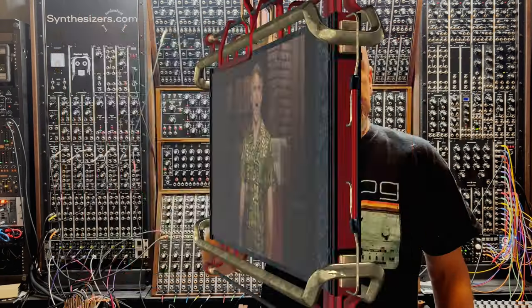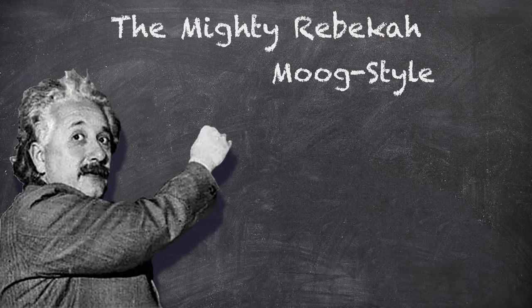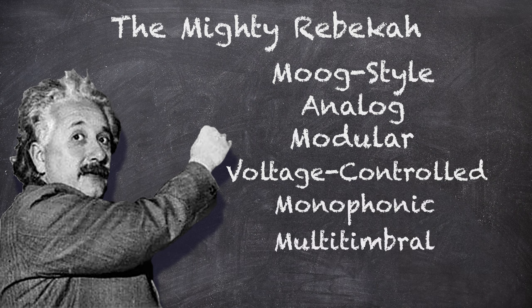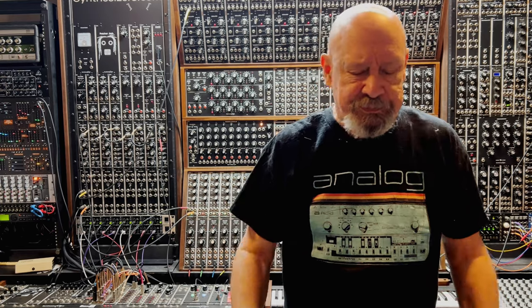For the past couple of Sapphire meetings, you've seen me parked in front of this, and I know what some of you must be thinking. What the hell is that? Let me explain. This is the Mighty Rebekah, and she's best described using a big, heaping helping of word salad. She is a Moog-style, analog, modular, voltage-controlled, monophonic, multi-timbral synthesizer. What? Let me unpack that for you.